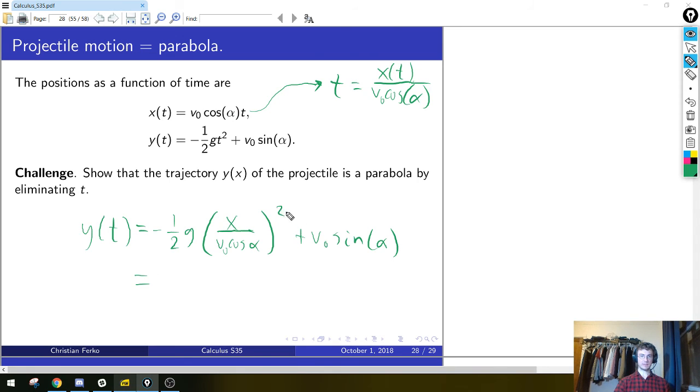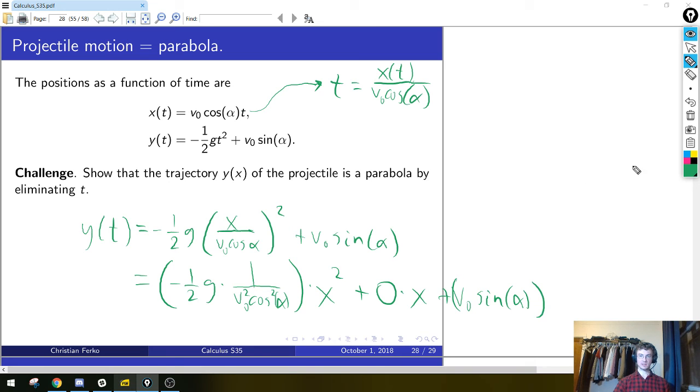And I'm going to rewrite this in a somewhat more suggestive way to make it clear that it's a parabola. I'm going to pull out the x squared and write this as minus 1/2 g times 1 over v naught squared cos squared alpha, all in parens, times x squared. There's no term proportional to x, so I'll just put in a 0x. And then this is a constant as far as x is concerned. It doesn't depend on x at all, so I'll put it in parens just to emphasize.